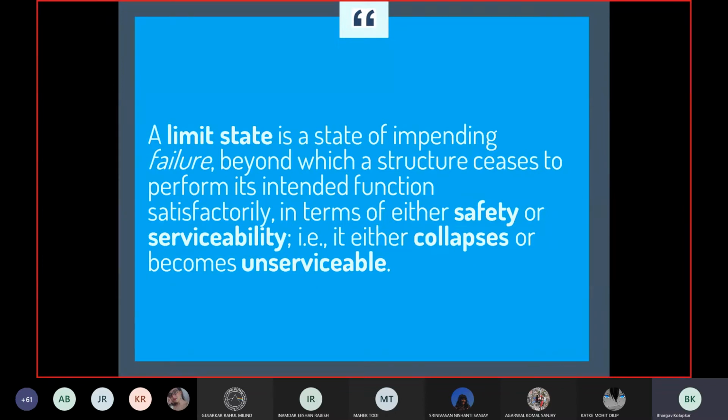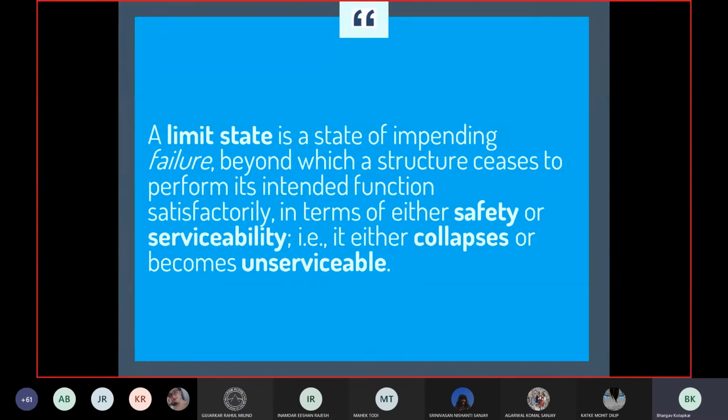So what we have done is we have a set of states. If the structure achieves any of them, we will say that now the structure has reached either its ultimate limit state or serviceable limit state.